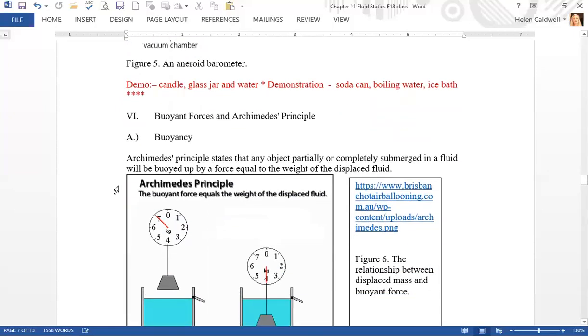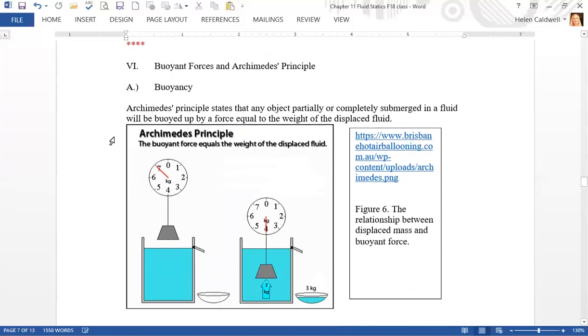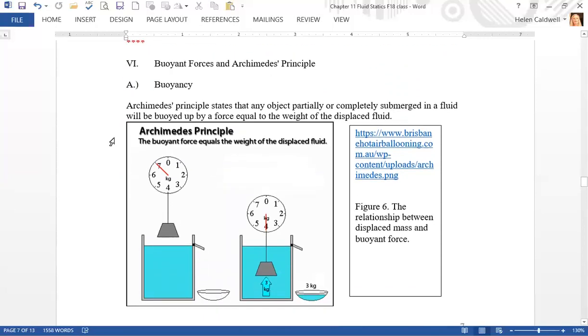All right, so buoyant forces and Archimedes' principle. Buoyancy is when you feel lighter, as if something is supporting you. Archimedes' principle states that any object partially or completely submerged in a fluid, and fluid means gases and liquids, will be buoyed up by a force equal to the weight of the displaced fluid.